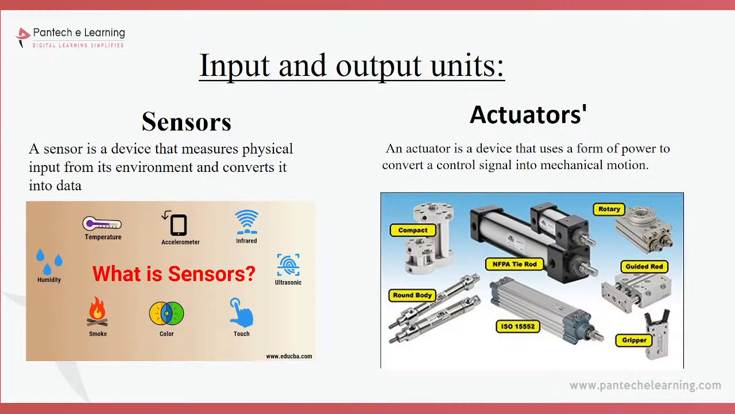I already told you, here you can see the sensor is a device that measures physical input from its environment and converts it into data. The sensor has to work on physical input from the environment by itself, without any help, and converts it into data. The actuator is based on another device, as I already told. Here you can see the device uses a form of power and converts a control signal into mechanical motion. So the data the actuator gets is output, and it is converted into mechanical motion.